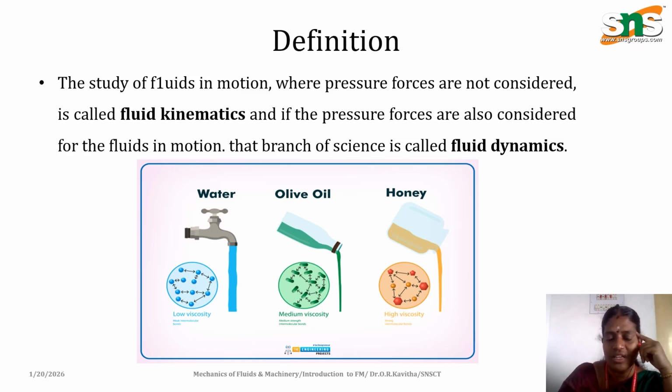These are some of the examples of fluid: water, olive oil, honey. If you are taking the molecular structure, water has less density when compared to oil, where the density and viscosity will be more, and for honey it will be even more, the density will be more.